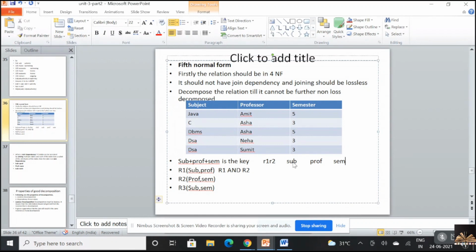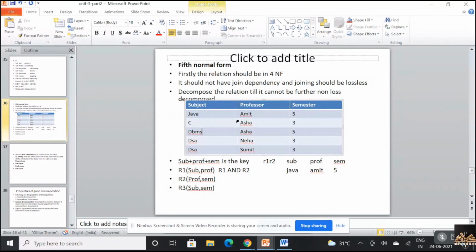Now, what is the join condition? The join condition is based on professor. So see, subject and professor, first is these two, and next is professor and semester. In both the cases, Amit is common. So what is the subject Amit is teaching? I can write it as Java. Professor is Amit. Semester is 5. First iteration. Next, Asha. See, Asha is repeated twice. And Asha is teaching C as well as DBMS.